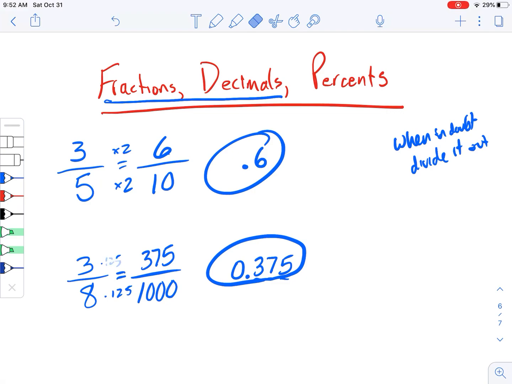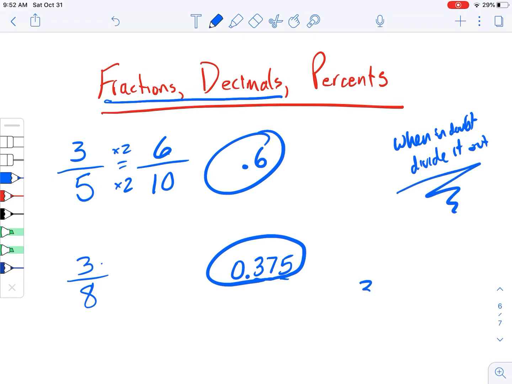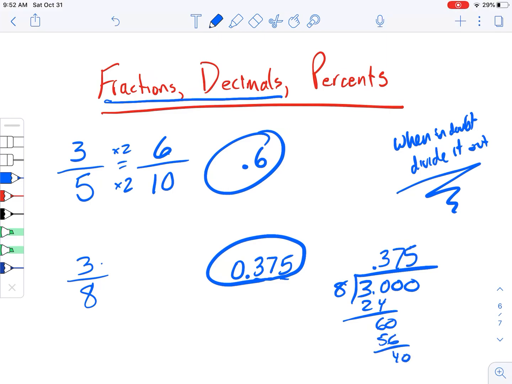Now, if you weren't sure, maybe recognizing that 8 goes into 1000 125 times is not what you remember, so when in doubt, divide it out. So 3 divided by 8. Eight goes into 60, 7 times. Oh sweet, 8 goes into 40 5 times. Cool. So when in doubt, divide it out, or look for a power of 10 that you can get to.